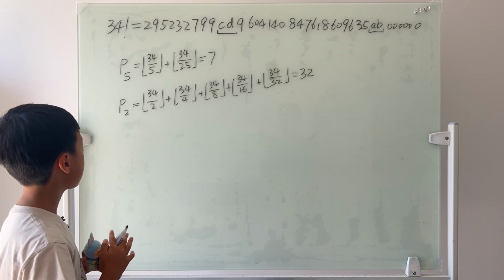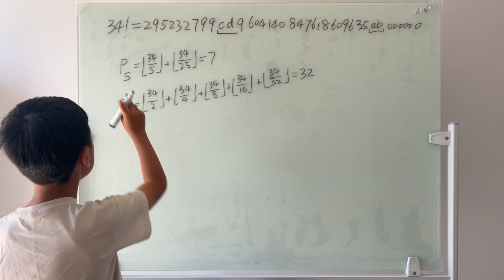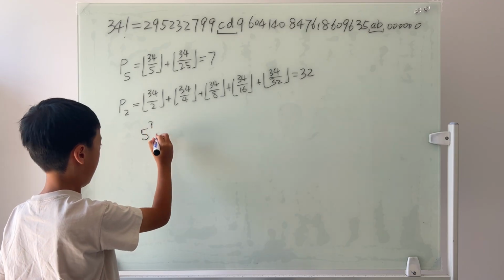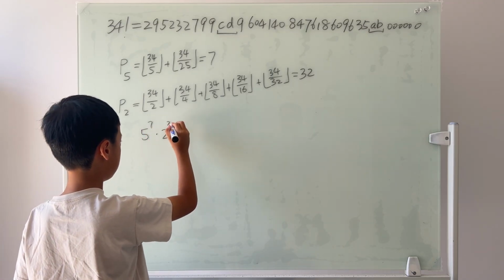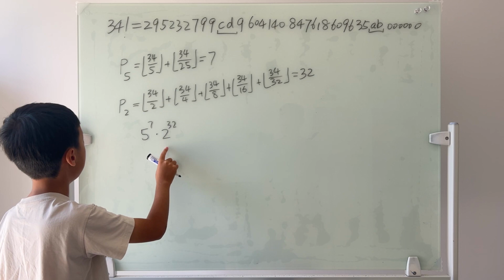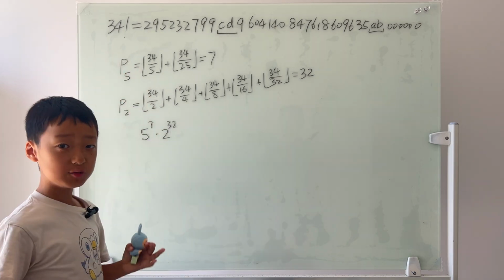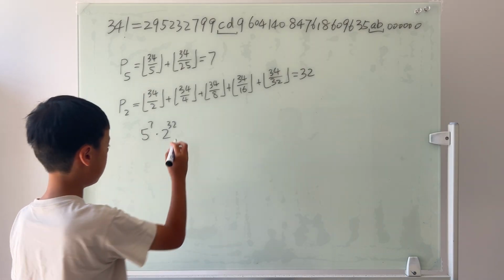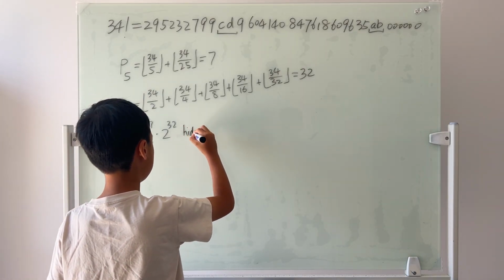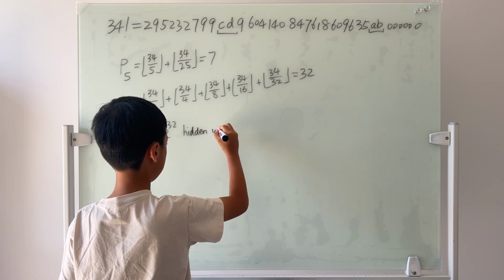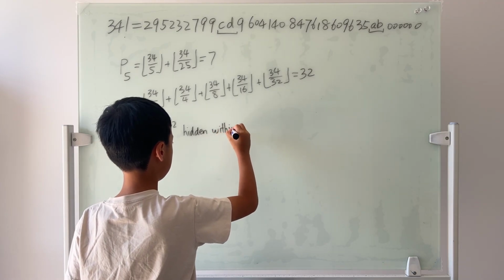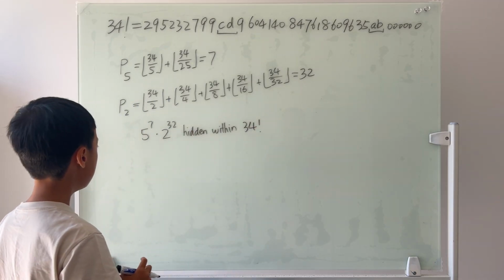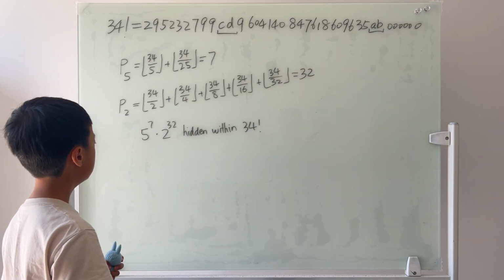So this being said, it's actually 5 to the power of 7 times 2 to the power of 32. And I'm not saying that this is the full prime decomposition of that. I'm just saying that this is hidden within 34 factorial.